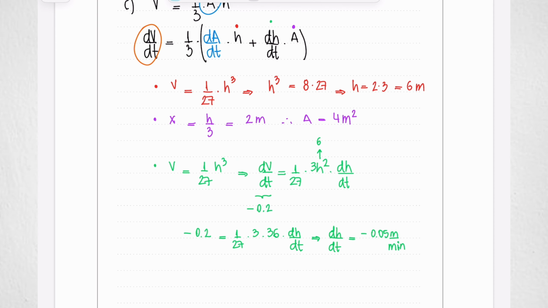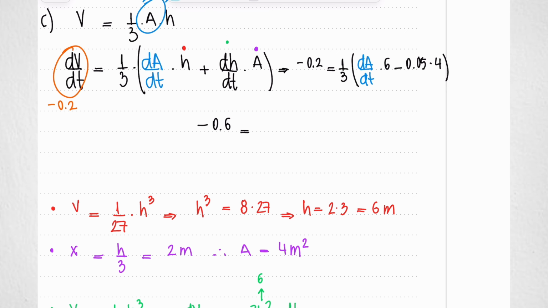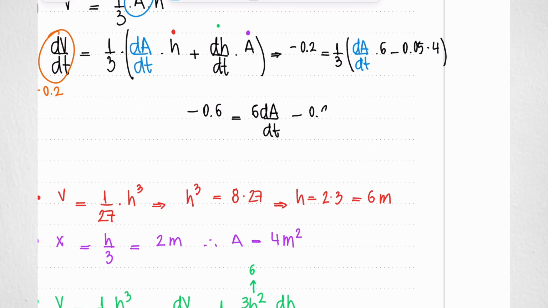And now, given that we know what dV/dt is, which is negative 0.2, we have everything that we need. So we have our h here plus negative 0.05 times 4. So negative 0.6 equals 6 dA/dt minus 0.2. Therefore, dA/dt is negative 1 over 15 meters squared per minute. So a very challenging related rates problem to wrap this up.